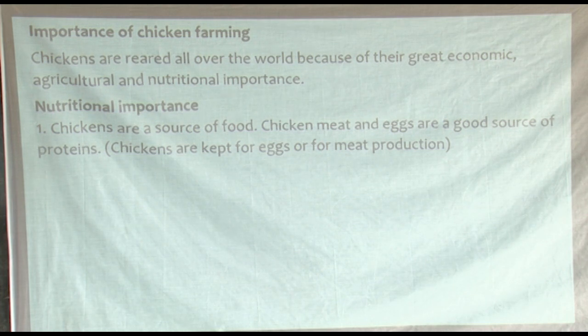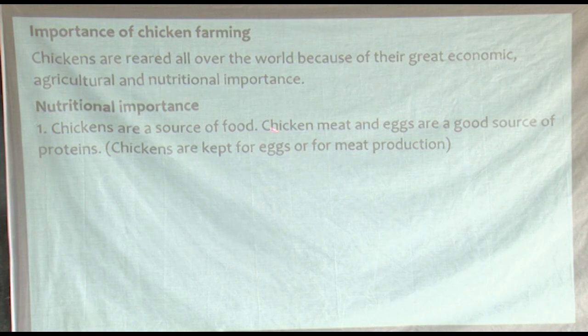People feed on this, whereby you find that we collect eggs, which is a food source of proteins, and then meat. So it's their meat and the eggs, they are a good source of proteins. In simple terms, you can get 2 points by saying chickens are kept for eggs. Then we also say they're also kept for meat production. These 2 points we can group as source of food, which is very important.